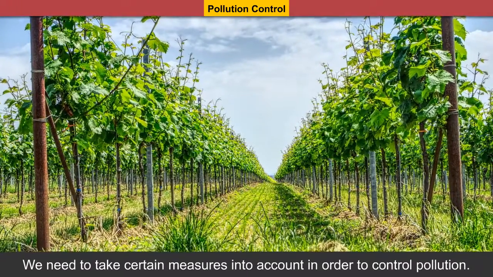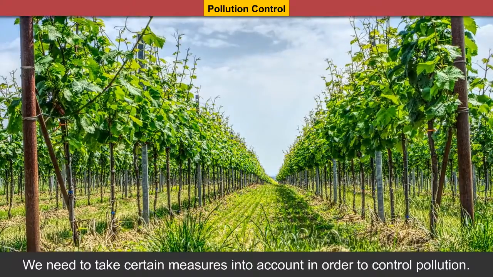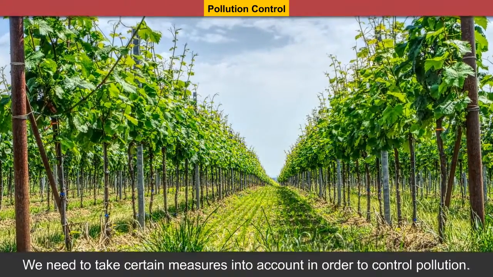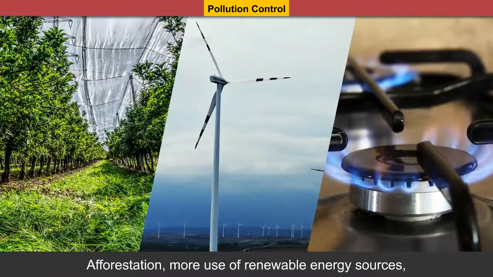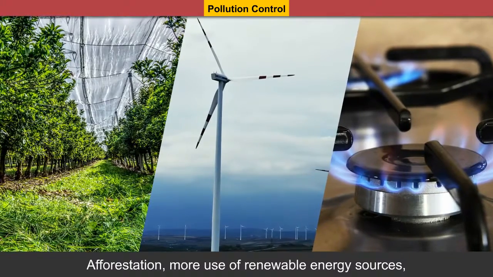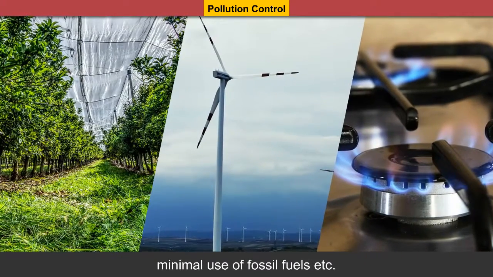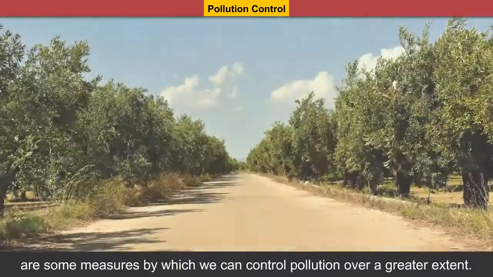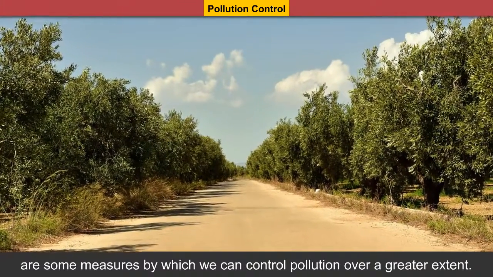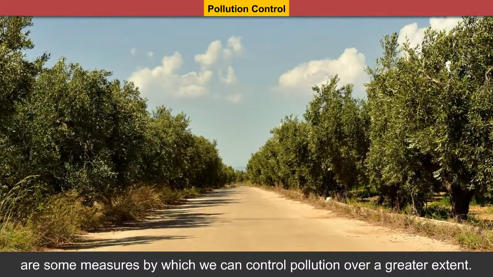We need to take certain measures into account in order to control pollution. Afforestation, more use of renewable energy sources, minimal use of fossil fuels, etc. are some measures by which we can control pollution to a greater extent.